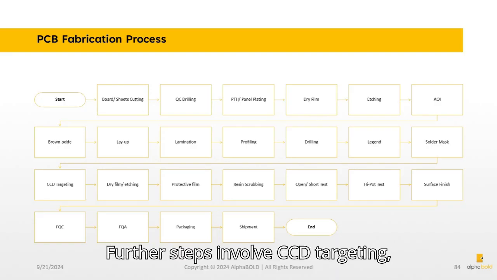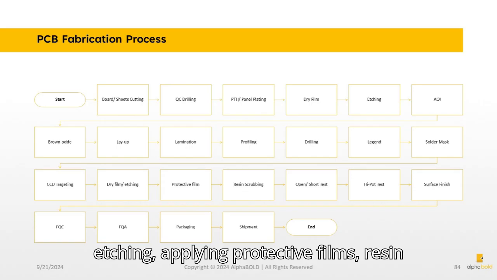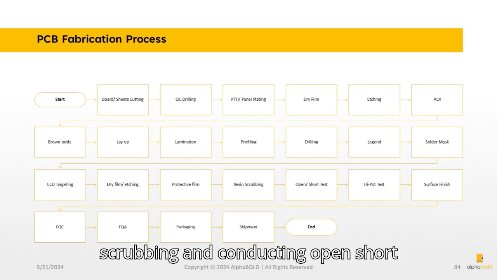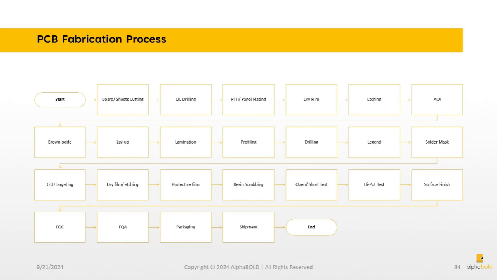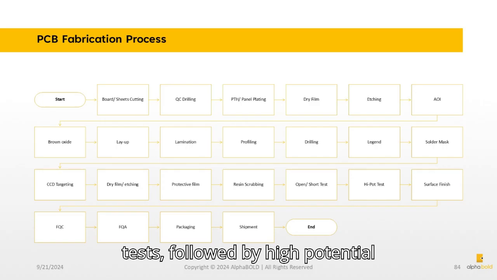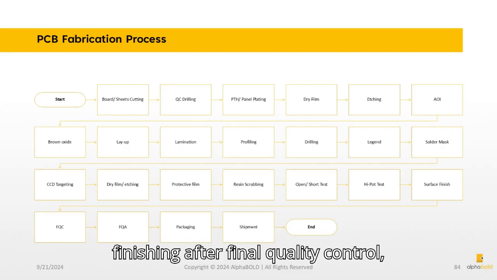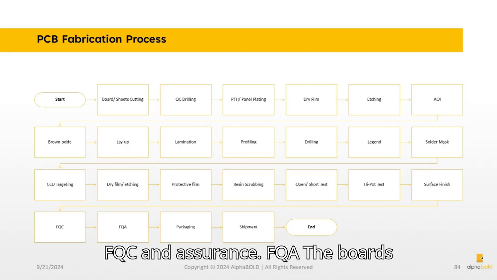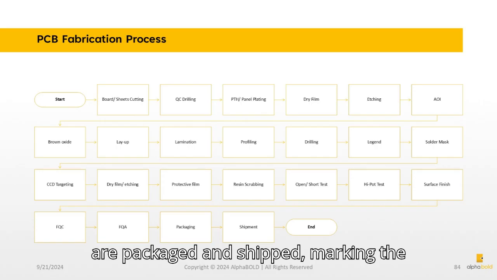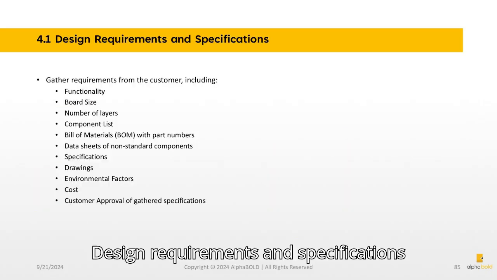Further steps involve CCD targeting, etching, applying protective films, resin scrubbing, and conducting open/short tests, followed by high potential, high-pot, tests and surface finishing. After final quality control, FQC, and assurance, FQA, the boards are packaged and shipped, marking the completion of the process.